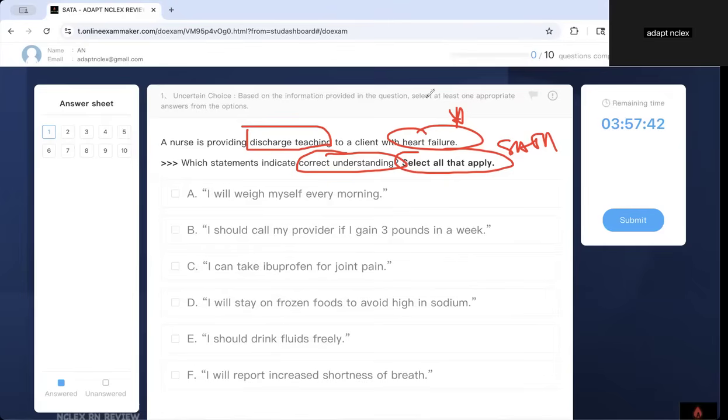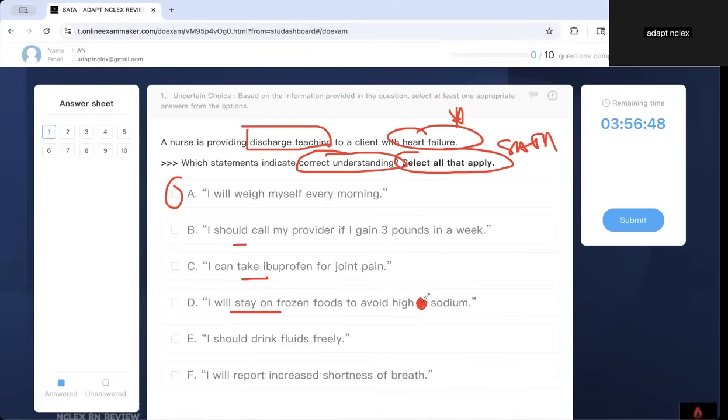Don't compare anything. So, first question: I will weigh myself every morning. Is that compatible with heart failure? I should call my provider if I gain 3 pounds in a week. Is that true? I will take ibuprofen for joint pain. I will stay on frozen food to avoid high sodium. I should drink fluid freely. That's what they're saying. I will report increased shortness of breath. What else do you need? You know the answer choices.